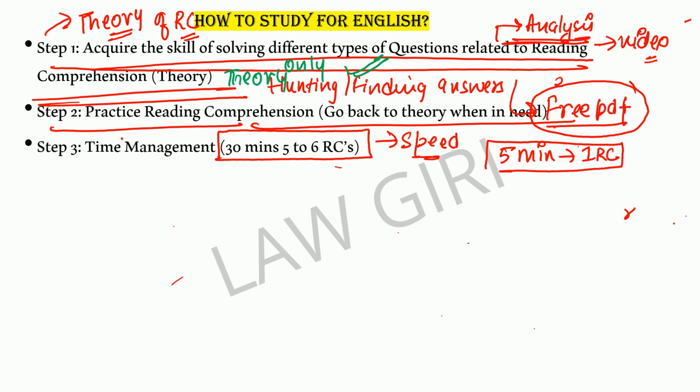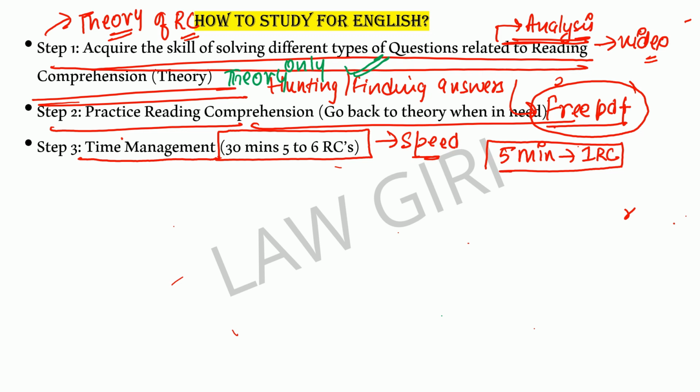CLAT RCs can be solved in 5 minutes, because if you go through the 2022 paper, you'll see that you could analyze the entire passage, and 3 to 4 questions could be answered just on that analysis basis. And there were only 1 to 2 questions wherein you had to go back to those particular lines in the passage, go through them, and arrive at the answer, right? So these are your different stages. You start with theory, then practice, theory and practice happen, and at one point you're getting your answers right. Then you move on to time management.